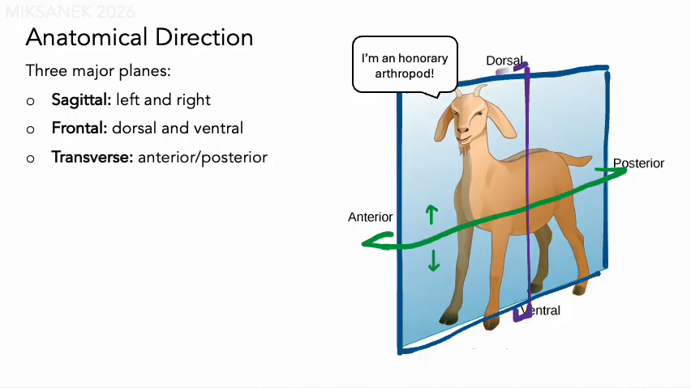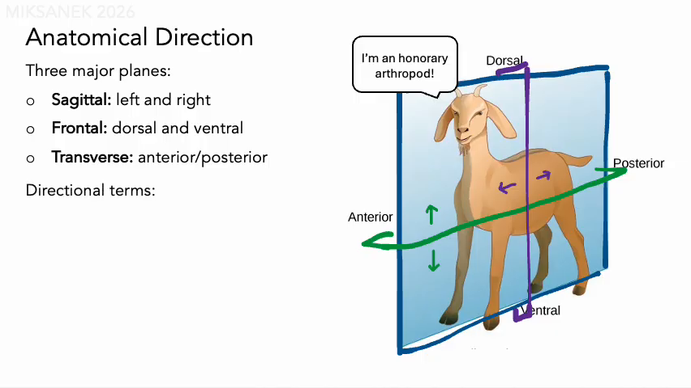Finally, we have the transverse plane, and this divides an animal into anterior and posterior halves, with anterior being nearer the head and posterior being nearer the tail. It's these 2 planes, frontal and transverse, that are flipped in humans since we're standing upright on 2 feet. So just perspective-wise, you have to imagine us down on all 4s.